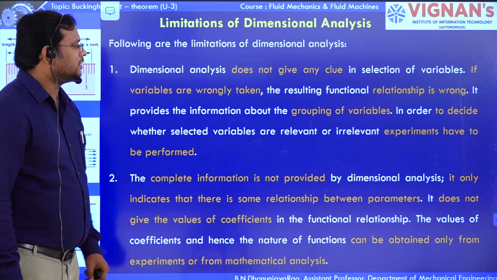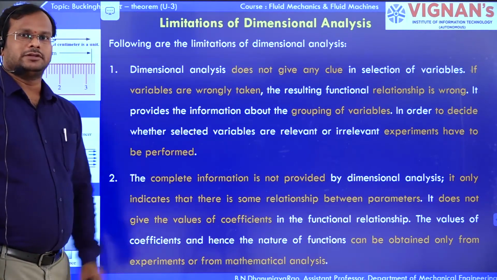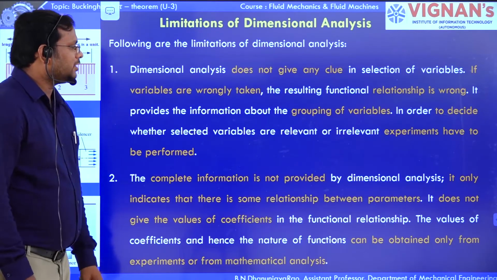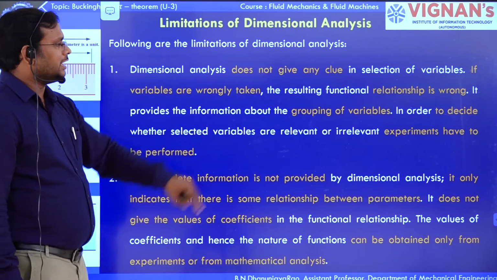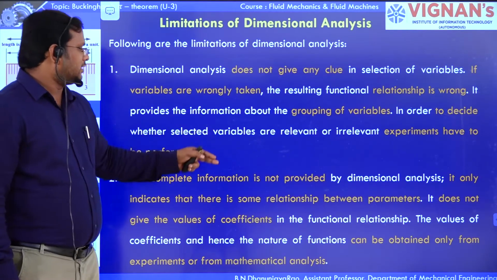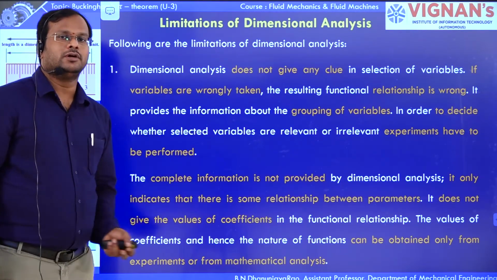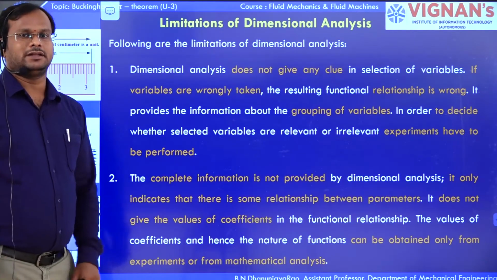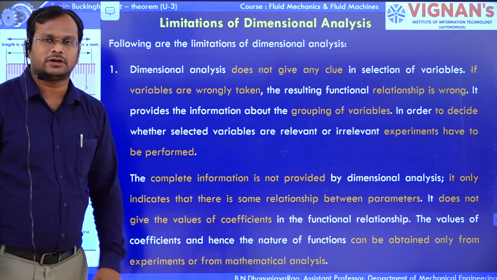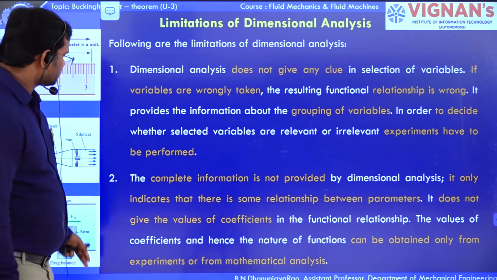It does not provide information about the grouping of variables. In order to decide whether selected variables are relevant or irrelevant, experiments have to be performed. So in order to decide the variables, we need to perform an experiment so that we can find out what variables are involved in this particular fluid flow problem.